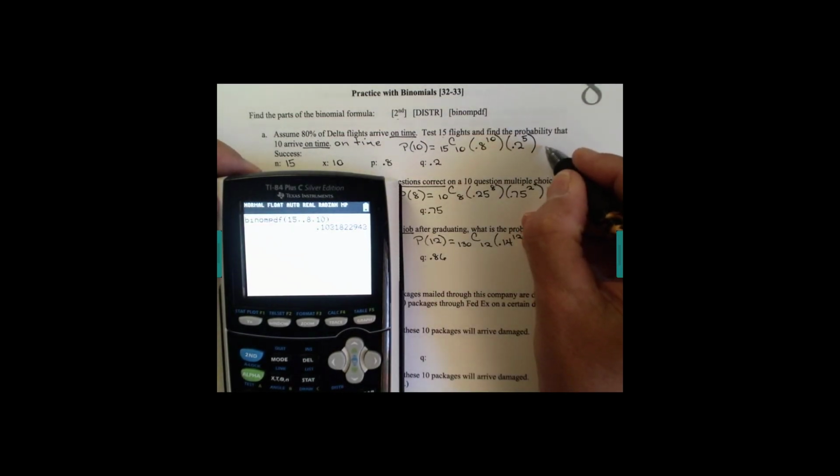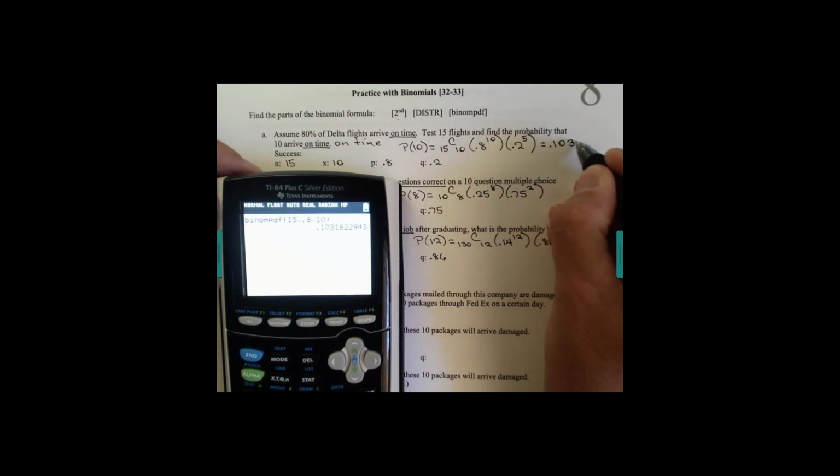It takes a lot of calculations away from you. I came up with, and I'll just go to 4 decimal places, 0.1032.